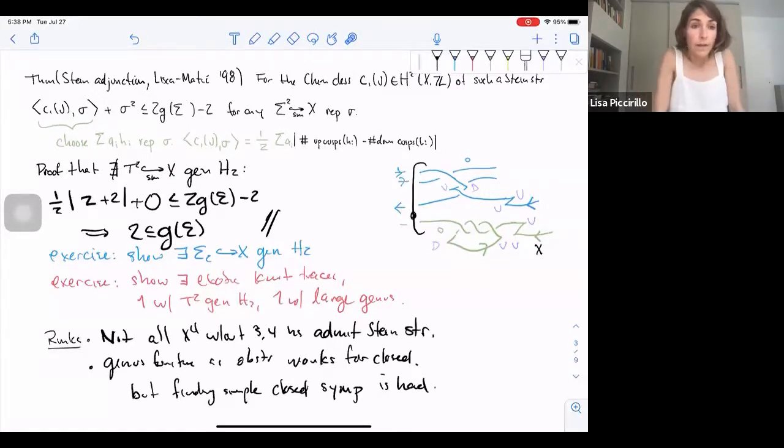So I'm going to give a corollary of this theorem, of the fact that there are exotic homotopy S2s. But before I do that, let me ask for questions or clarification.